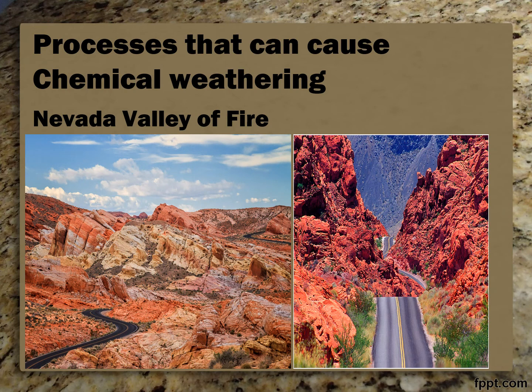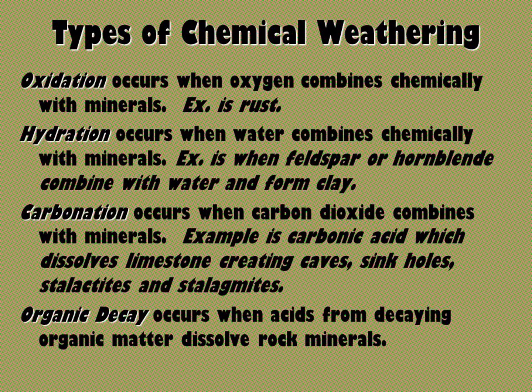Just like your Nevada Valley of Fire, di ba napakaganda sa view, but nagkakaroon na ng chemical weathering on this part. To summarize, we have your types of chemical weathering. Oxidation occurs when oxygen combines chemically with minerals. Your hydration occurs when water combines chemically with minerals. Your carbonation when carbon dioxide combines with minerals. And organic decay occurs when acid from decaying organic material dissolves rock minerals.